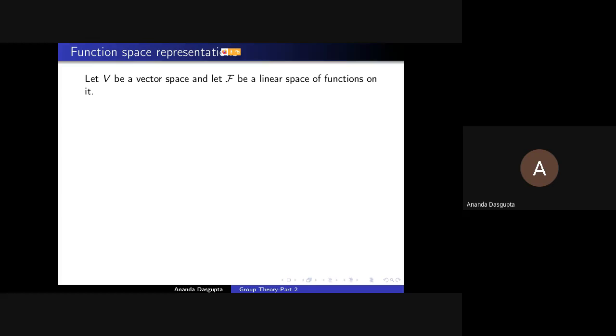Well, a function on V here just implies it's a map from V to R or C, depending on your situation. Usually it will be either R or C. So to be specific, let's just say R for the time being. So a function is a map which maps a vector into a real number. What is this linear space of functions? This is not, by the way, space of linear functions. The order matters. When I say linear space of functions, I mean these functions which apply on a vector space to give you numbers.